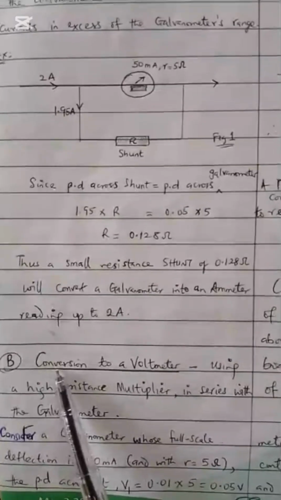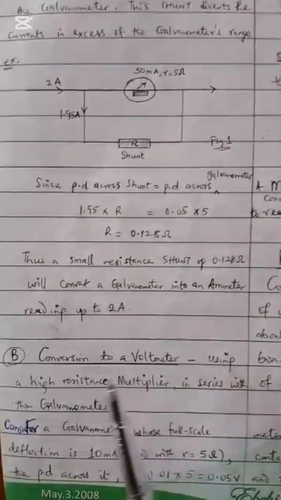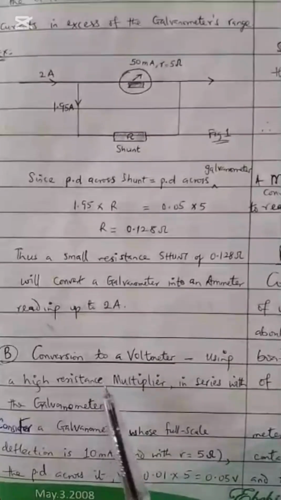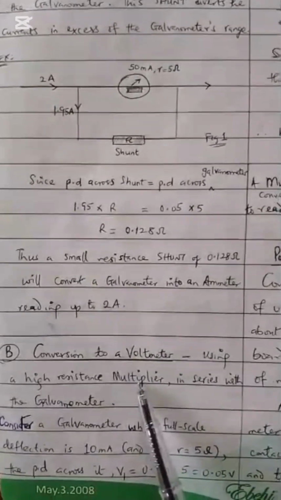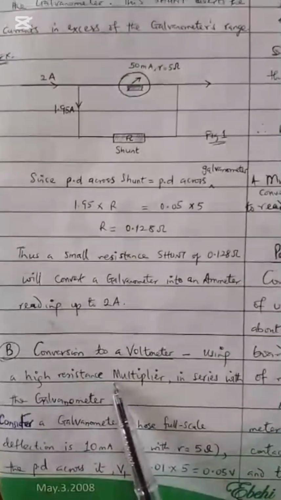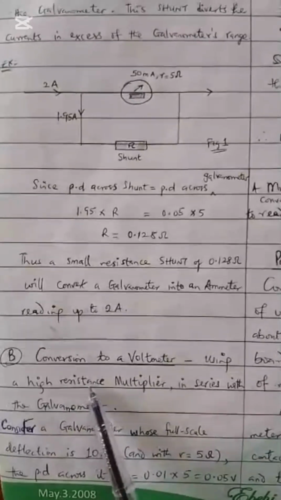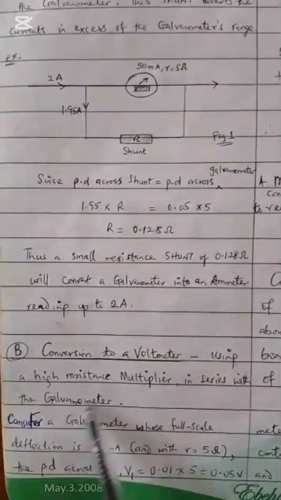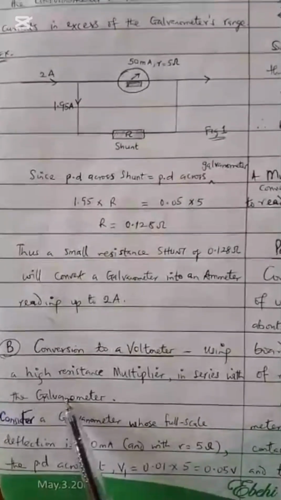Alright, so now the conversion of a galvanometer to a voltmeter. How can we convert a galvanometer to a voltmeter? We use a high resistance multiplier. The term is called a multiplier, a high resistance wire, which should be placed in series with our galvanometer.